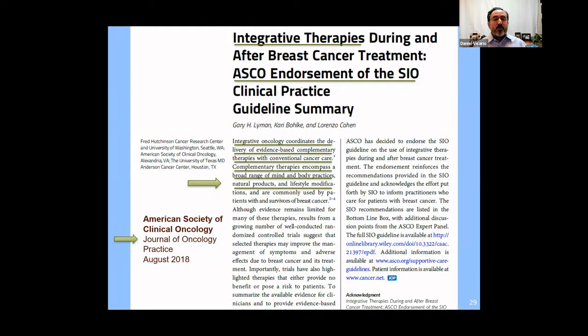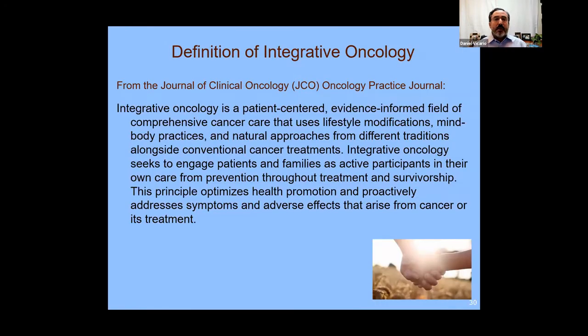So in the ASCO Journal of Oncology Practice, August of 2018, they talked about how integrative oncology coordinates the delivery of evidence-based complementary therapies with conventional care, and that these therapies are a broad range: mind-body, natural product, lifestyle. More importantly, ASCO is endorsing what the Society of Integrative Oncology, SIO, is recommending. So this is really fantastic. Here's a definition from JCO, and you have it in your slide, but basically what integrative oncology is: patient-centered, evidence-informed, natural approaches. We don't need to get into the details, but you have it in your slide.